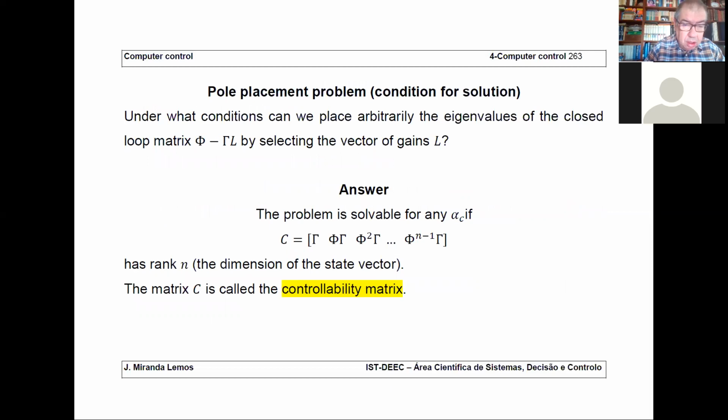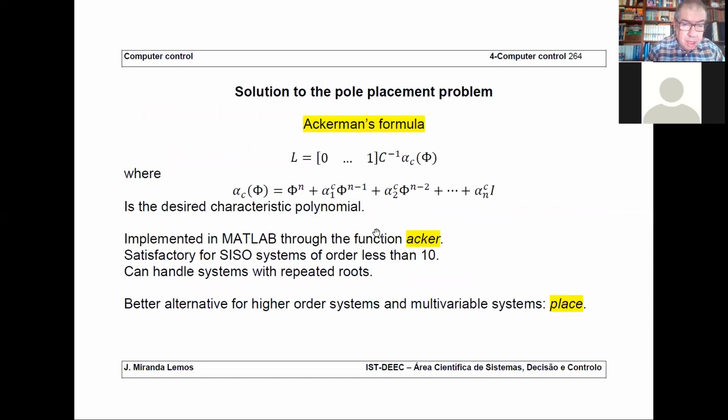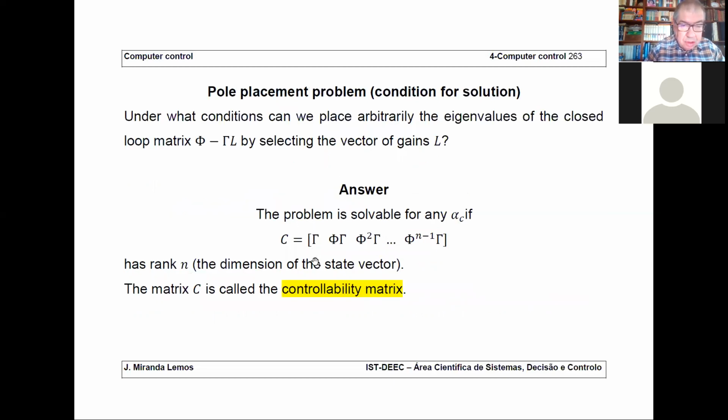Then I told you that it's possible to solve the problem using some formulas. One is Ackermann's formula, which is given in this way. This is a polynomial of matrices here. And this matrix C is the controllability matrix, and the controllability matrix is nothing more than picking up the open loop model and writing the vector gamma, then matrix phi times gamma, which is again a vector, and so on, up to phi to the n minus 1 times gamma, where n is the order of the system. So for a single input plant, this has n columns, and n rows, because it's the dimension of gamma.